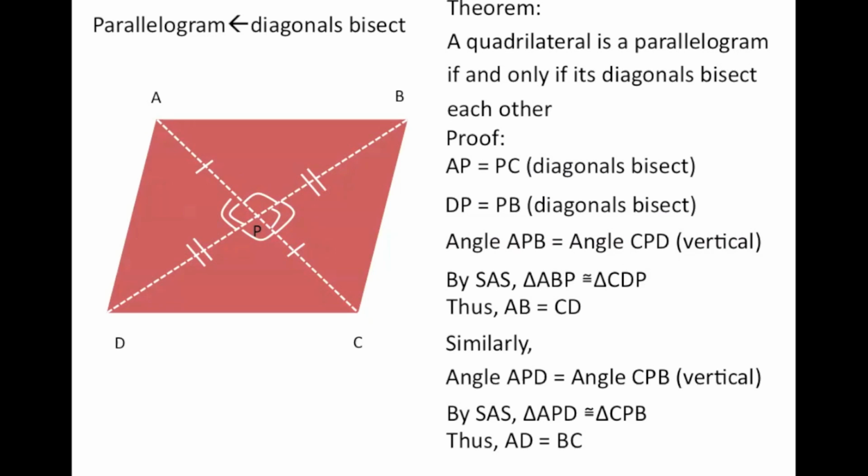So since AD is equal to BC and AB is equal to CD, that means that the opposite sides of this quadrilateral are equal, which shows that it's a parallelogram.